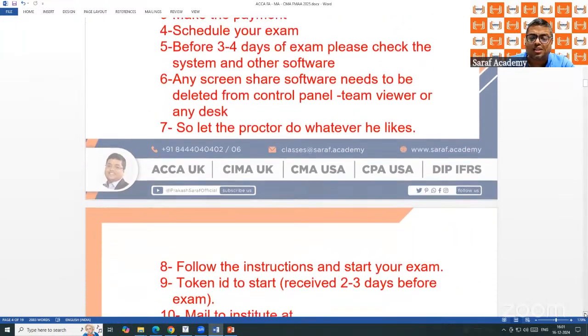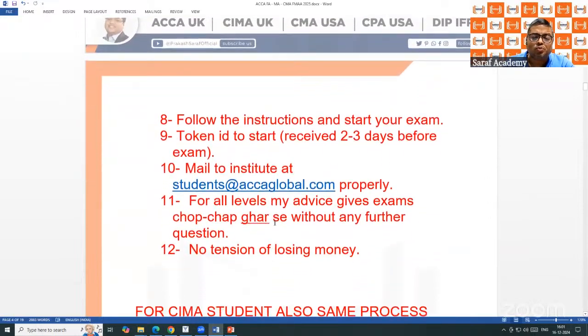If you don't get the key, or something goes wrong while giving the exam from home, I have written it: quietly email the institute at students@eccaglobal.com with CC to us. Email from your registered email ID, and write the issue you are facing while giving the exam from home. They will rectify it and allow you to give the exam again without any charges, no tension of money going. Suppose the internet went off or anything happened, you can give the exam sitting at home, and if a problem arises during the exam they will take the exam again.